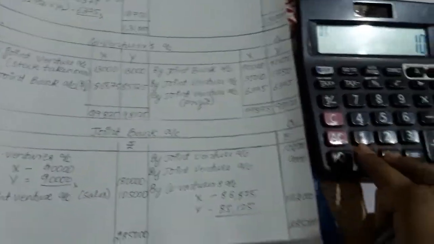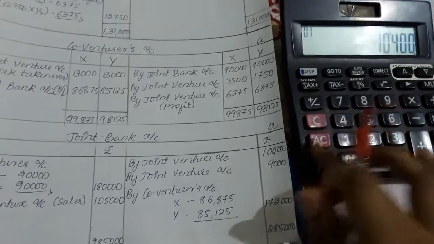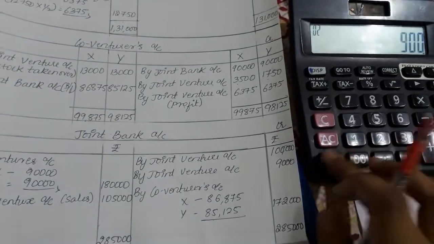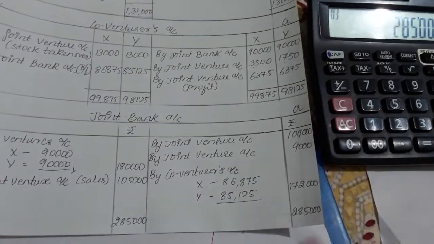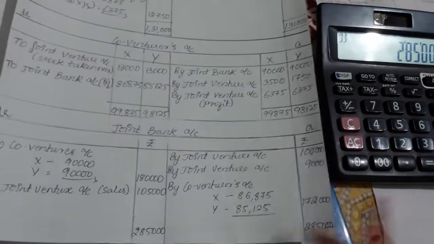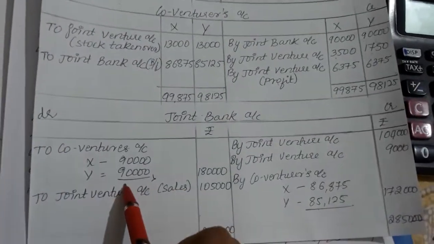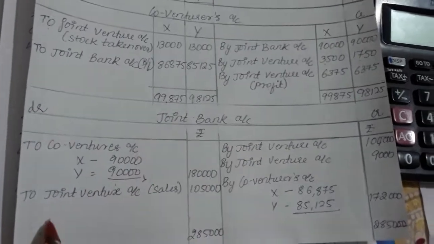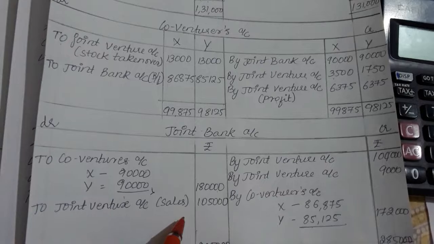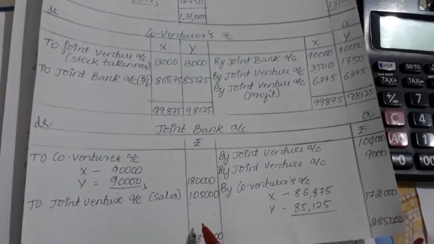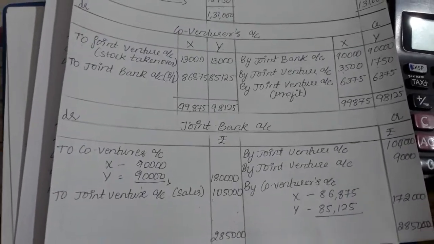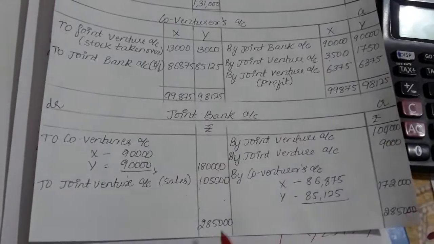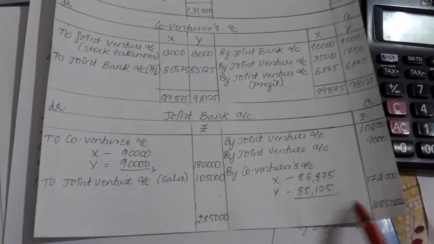If you want, I'll show you. That is 1,04,000 plus 9,000 plus 1,72,000. This is 2,85,000 on the credit side. Now on the debit side, any contribution made will be recorded, that is cash coming in, and to joint venture account the sales value that I am supposed to record. So here if you want, you can see 1,80,000 plus 1,05,000. So that is 2,85,000 as the total. It has been tallied.